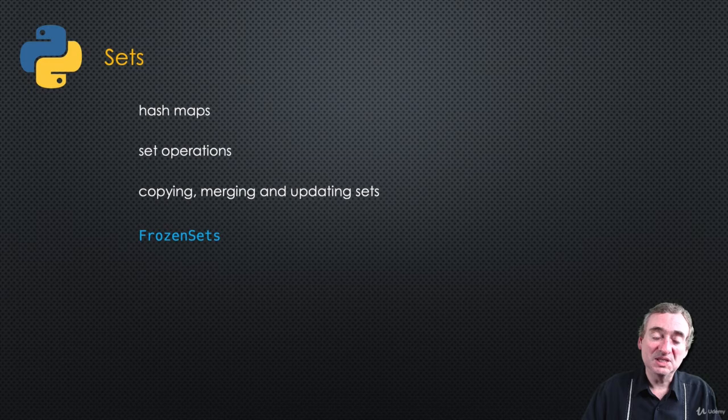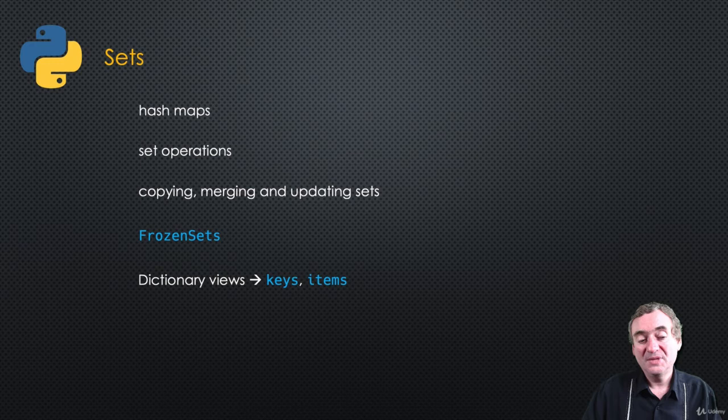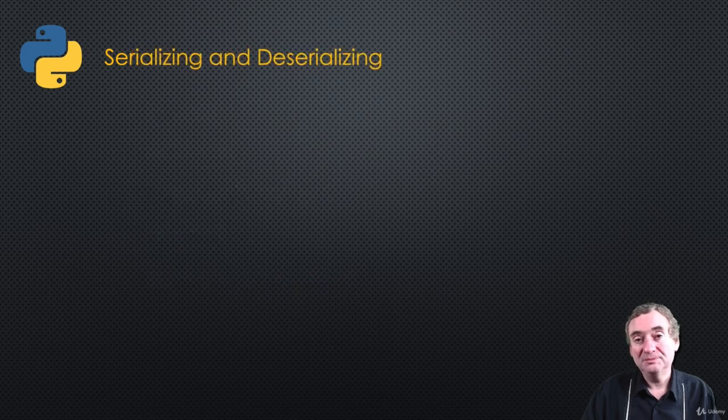Then we'll look at frozen sets. Frozen sets basically is an immutable set. So just like a tuple, you can think of a tuple as an immutable list. The frozen set is an immutable set. And then we'll look at dictionary views again, but this time we'll look at dictionary views under a different lens now, under the lens of sets. And so in particular, we'll look at the keys and the items views of dictionaries.